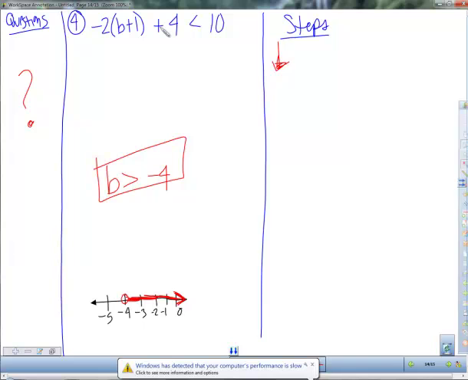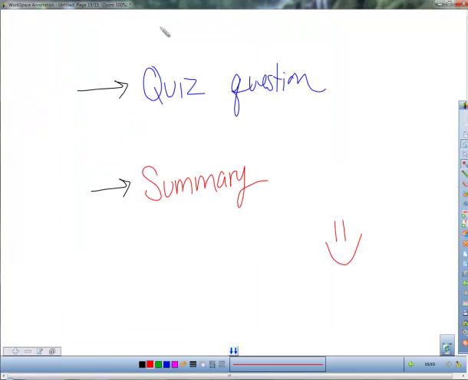Again, if you did not get this, go back and rework it. And if you have questions, put them over here on the left side. Make sure you go back for all 4 of these and pick a number that is true of this statement that you get at the end and plug it in and see if that works. Remember, you need to write a quiz question, write your summary, and I will see you guys in class.